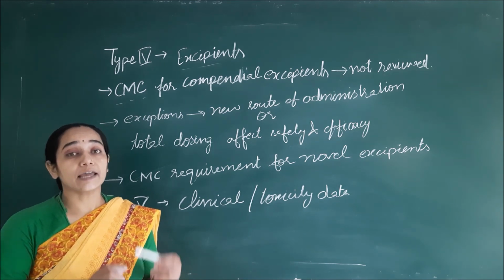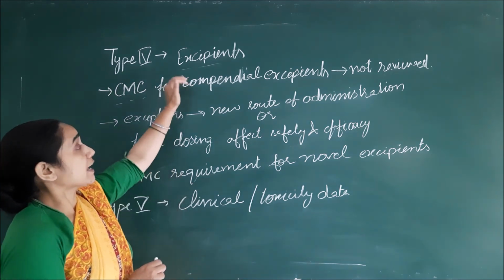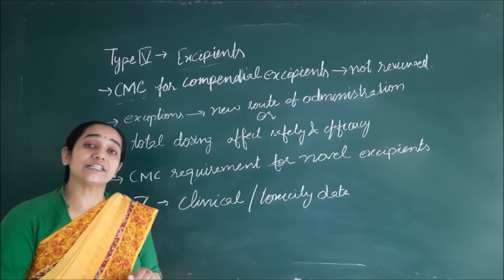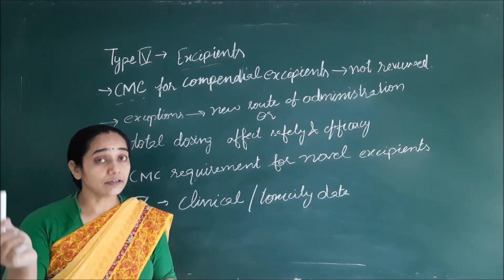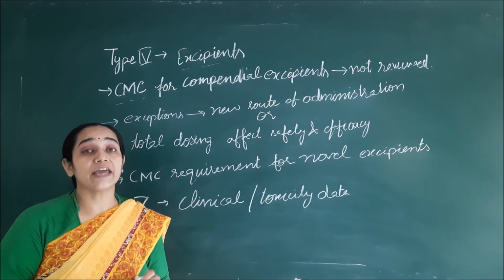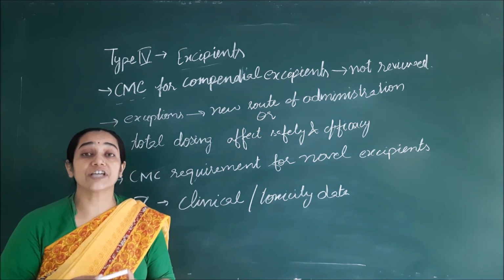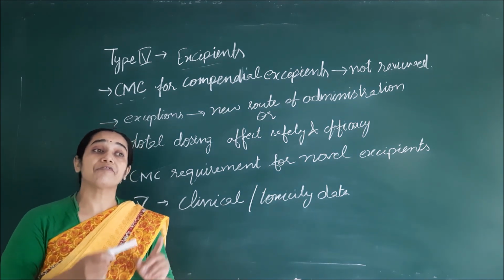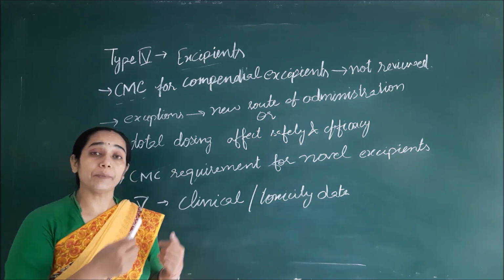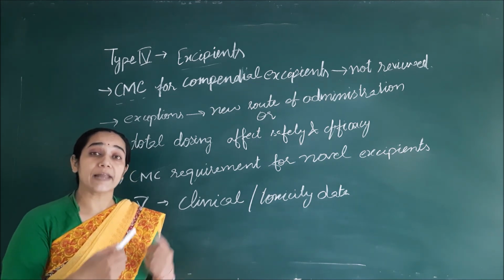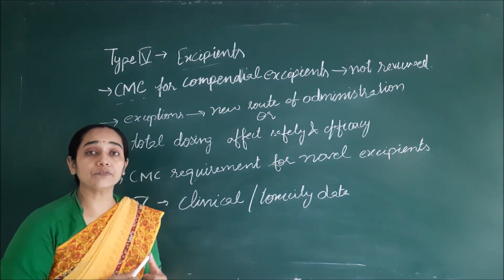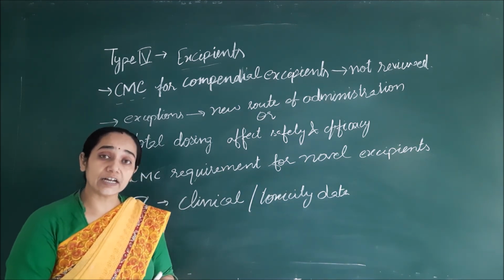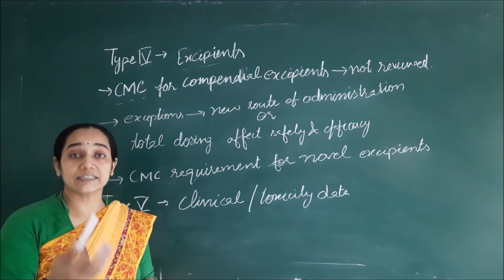Then in the type 4 DMF, the type 4 excipient requirement, we will just specify the name of the drug master file of the excipients. If we have a standard excipient which has an already existing DMF and we have purchased it from a supplier who has their own DMF, then we will give the number of the DMF. If any query comes, then it will be consulted.